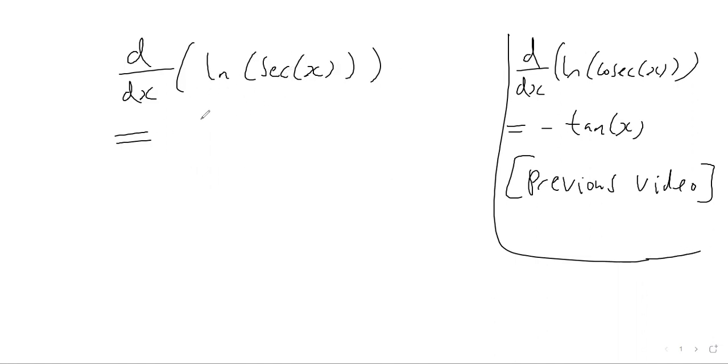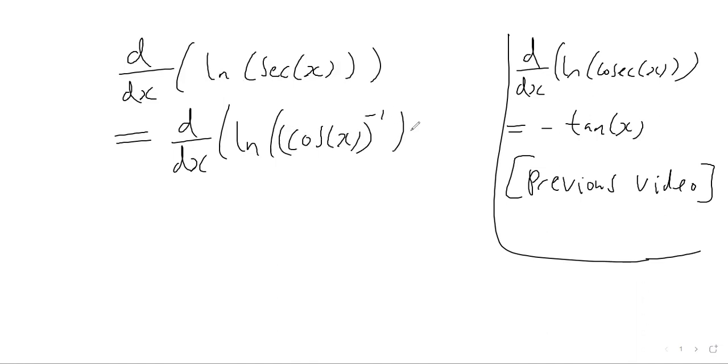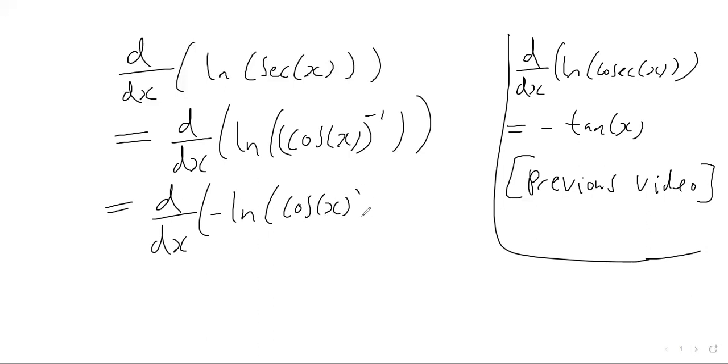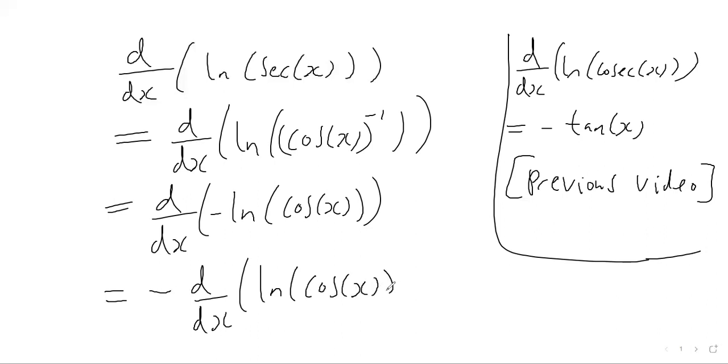So we know that sec is just the same as 1 over cos. So this is literally just the same as differentiating the natural logarithm of cos of x to the power of -1, like that. And then using our laws of logarithms, we can bring this power to the front of the logarithm. And if we do that, we get the derivative with respect to x of negative ln of cosine of x. And then again, we've got this -1 here. We can just bring that outside the differential operator. So negative d by dx of ln cos of x.